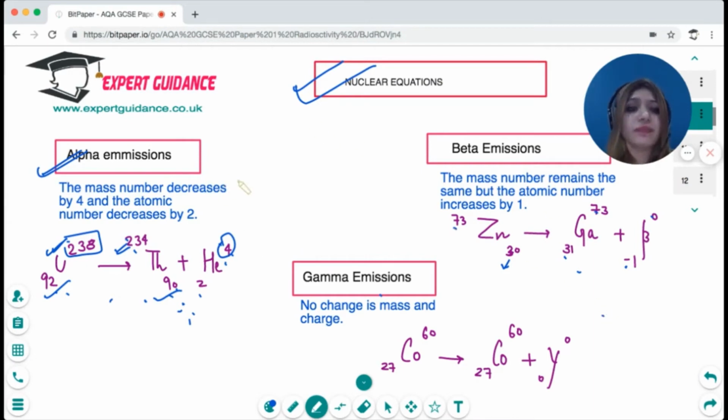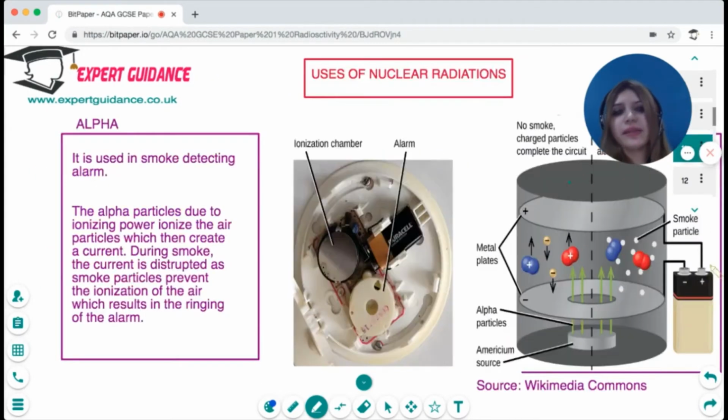So in the exam, they can give you the nuclear equation and ask you to find the missing element. For the missing element, work out the atomic number, come to the periodic table, and see what element that atomic number belongs to. Now you should know the uses of nuclear radiation.